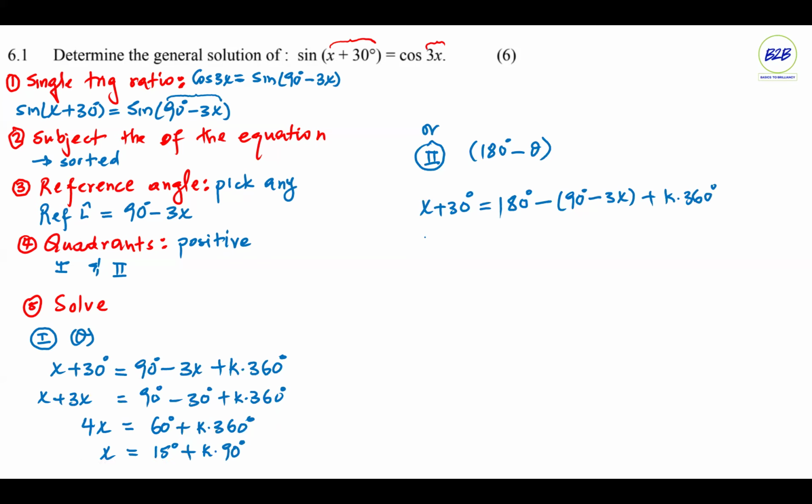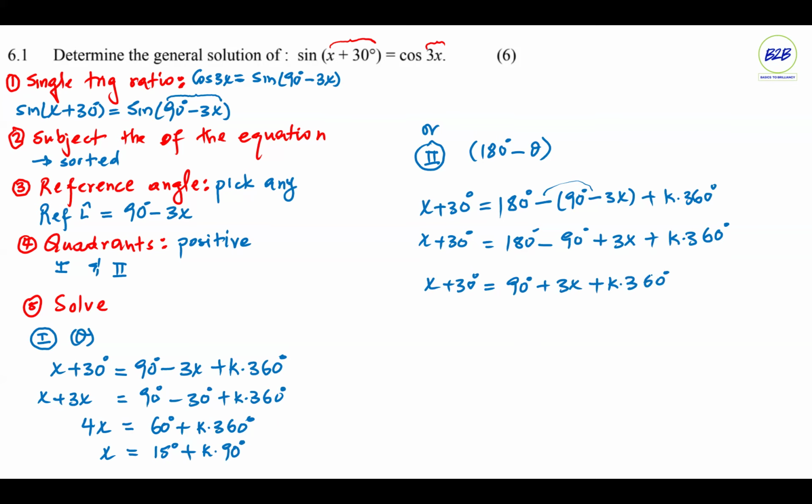Now we will say, okay, x plus 30 degrees is equal to 180 degrees minus 90 degrees. Minus times a minus should give me a plus k times 360 degrees. Then we say, okay, x plus 30 degrees equals 180 degrees minus 90 degrees, that is 90 degrees plus 3x plus k times 360 degrees. And then we collect like terms.